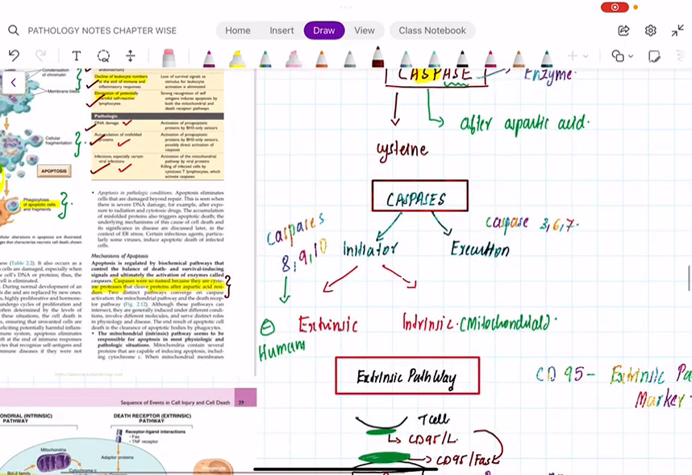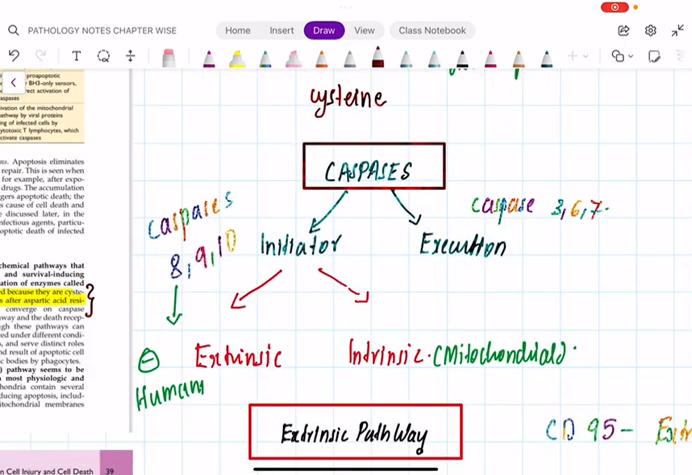We have two types of pathway, and whatever the pathway, we have two phases: an initiator phase and an execution phase. Some enzymes will come and initiate the pathway. Finally, some will come and execute, that means come and digest the apoptotic bodies. The initiator pathway is of two types, extrinsic and intrinsic. So let us see which caspases are involved in the initiator phase and which in the execution phase. In the execution phase, we have caspase 3, 6 and 7. In the initiator phase, we have 8, 9 and 10.